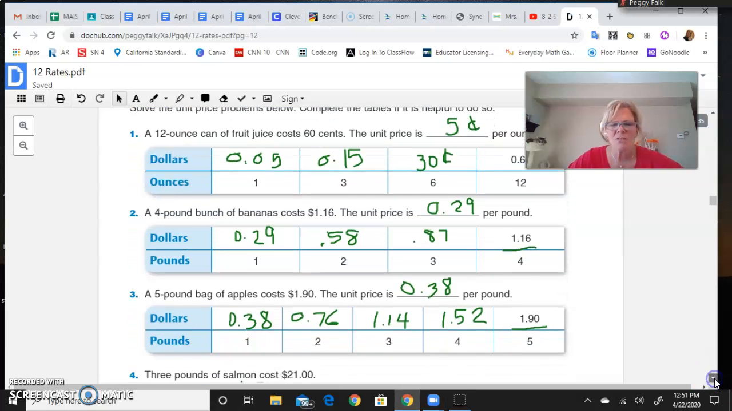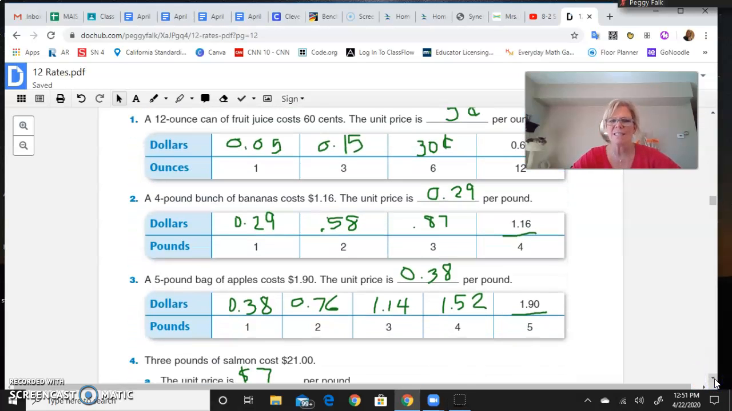Okay, a 4-pound bunch of bananas costs $1.16. You divide that and you would get 29 cents per pound. So 29 cents per pound, 2 pounds would be another 29 or 58 cents, 3 pounds would be 87. So basically you're counting by 29s.